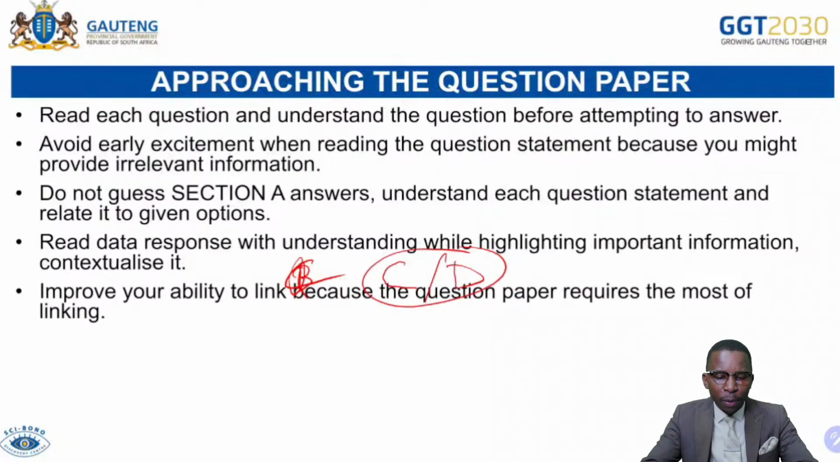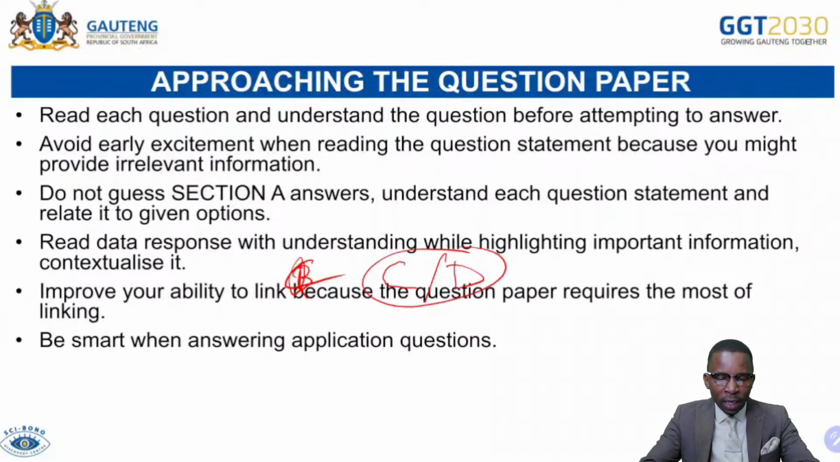And then improve your ability to link, because the question paper requires the most of linking. Our question papers lately do not mainly require that you list or mention. You need to link. For instance, the how question, why question, analyze question, evaluate question. That's when you have to link things, and examples will be shown to you. So ensure that you improve your ability to link, your ability to analyze, your ability to answer those how questions, why questions. That will help you, because most questions require that level of understanding and of answering.